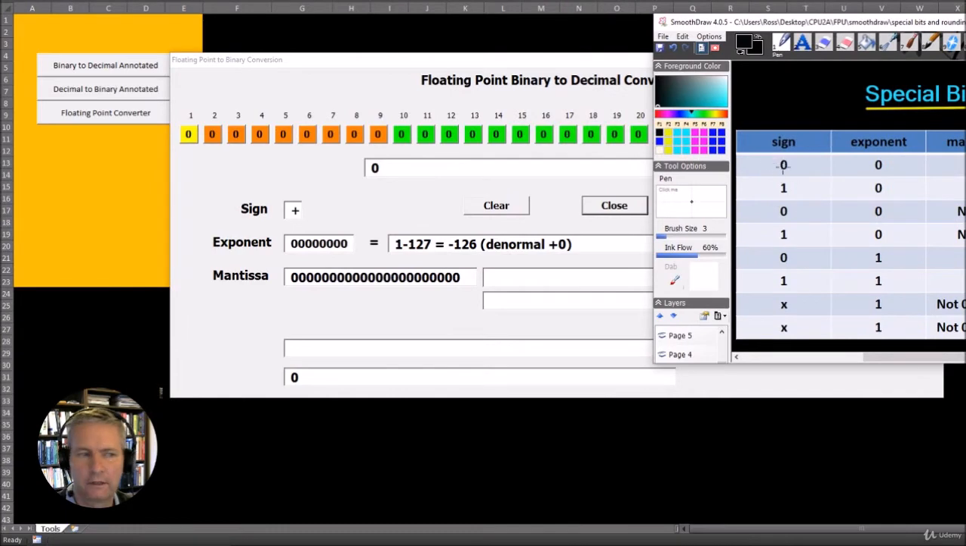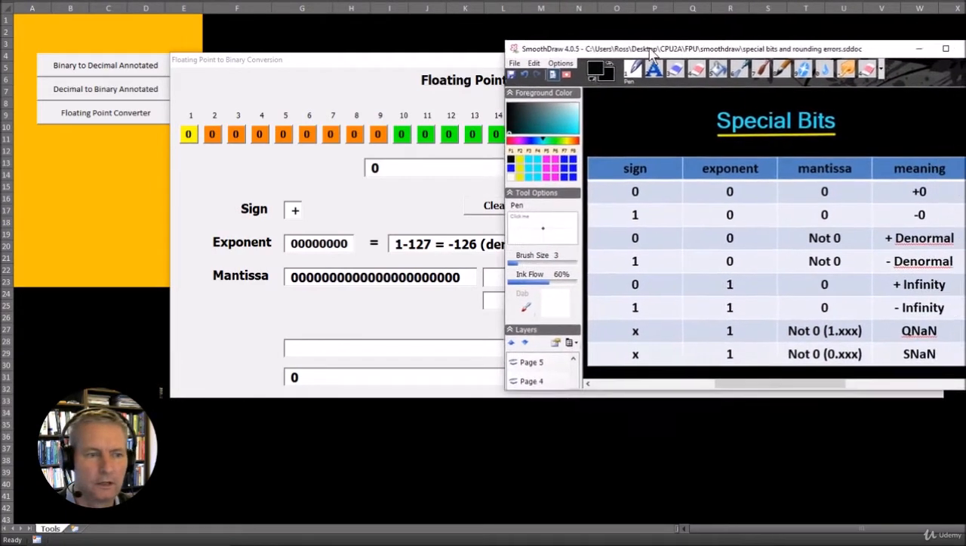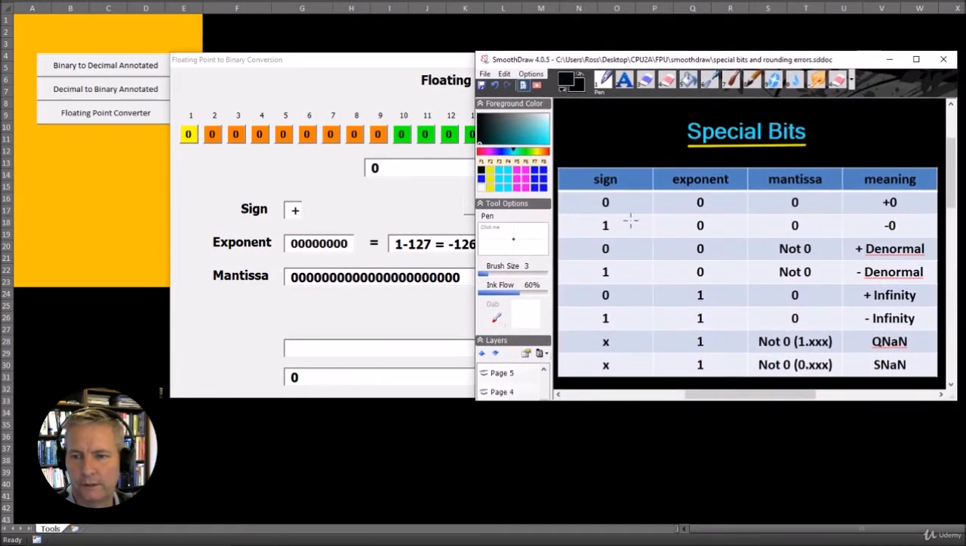So we can see here that we're going to work through this. If we've got all zeros, then the value is 0. If it's all zeros but the sign bit is a 1, then it's going to be the value of minus 0. So we get a plus 0 and a minus 0. And then we're going to have our denormal numbers when the exponent is all zeros.